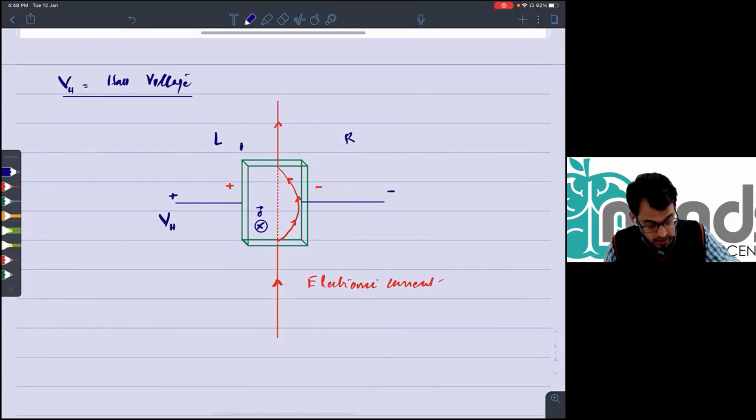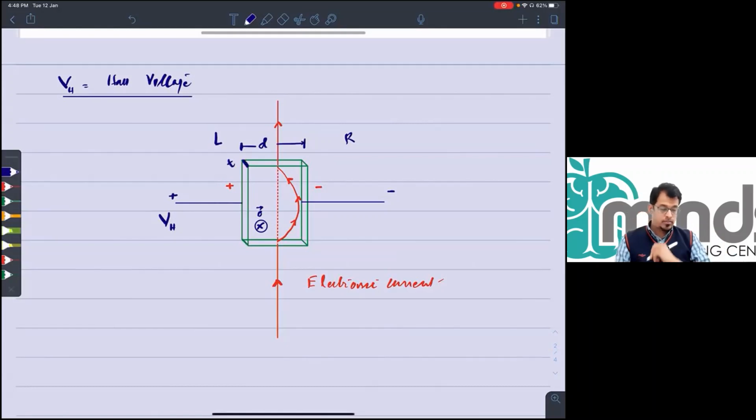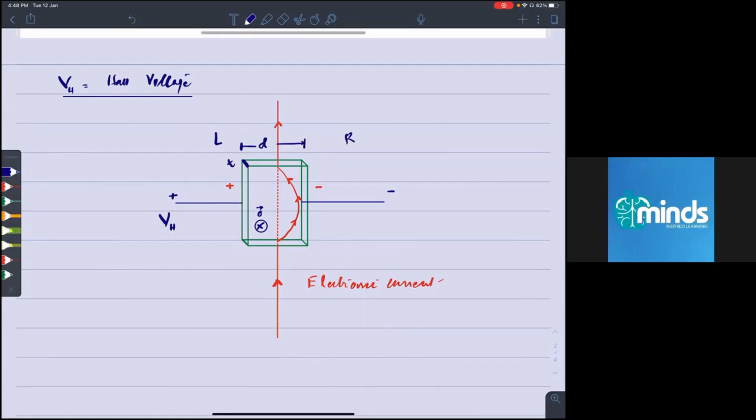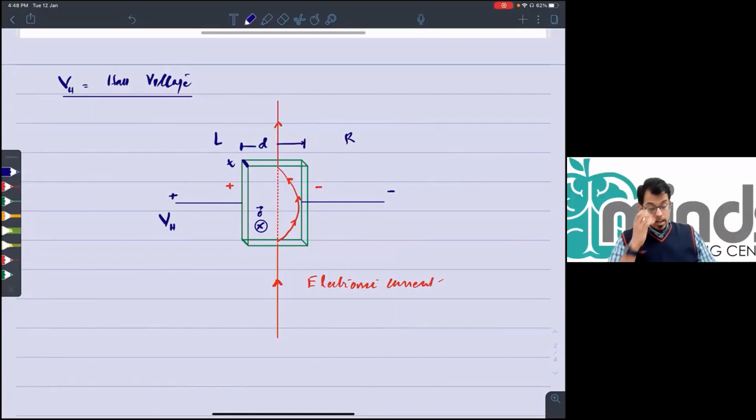This distance is D. The thickness of the metal plate is T. T is this thickness. T is the thickness of the metal plate because we will be using it in the upcoming part. By the way, how many of you are actually clear till here? Okay, if all of you are clear till this part, now what will happen?